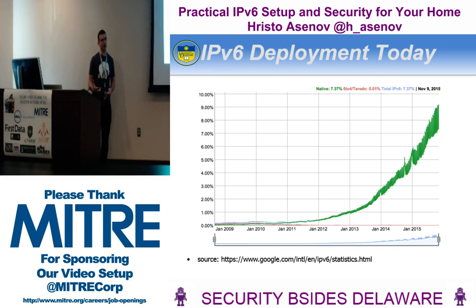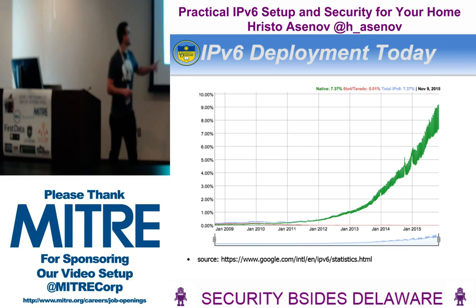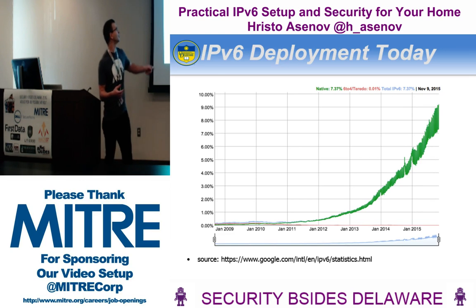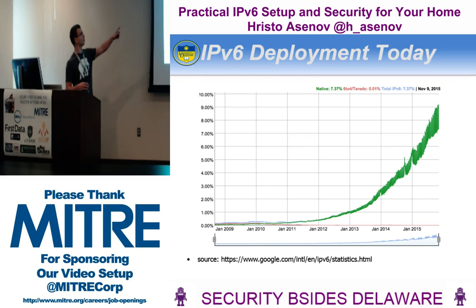Let's look at what percentage of users are actually IPv6 enabled. This is a chart I took a couple of days ago from Google, and it shows, out of all the people that visit Google, what percentage have V6 enabled, so what percentage are actually using V6 addresses. You can see the total number is only 7.4%. It's broken down into native and tunneling techniques, and you can see most people are using native.